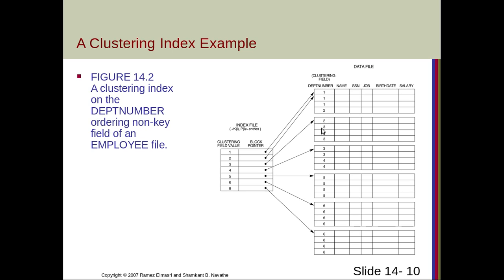After that, all the records having department number 3 are stored, and like that. That means the clusters are formed depending on the department number, and that department number is not unique. Department number 1, all those are kept as a cluster. Department number 2 is stored as a cluster, and like that. So this is the clustering key value. Now department numbers are varying.